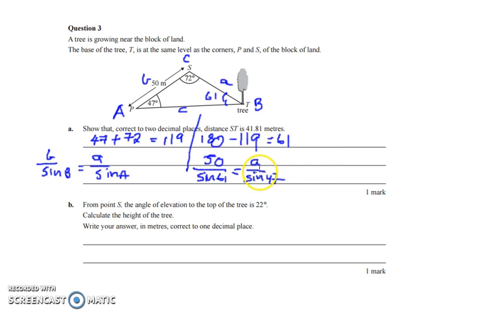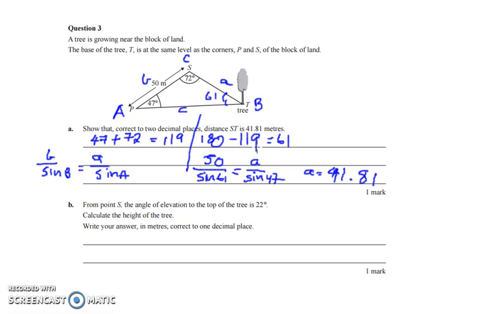So if we were to solve for A, we would end up having to multiply sine 47 across, and you guys should be able to do this yourself. So A would equal 41.809. So if we're going to round that, that's going to be 41.81, and that's what the question's actually asking us to prove. So we've proved that ST equals 41.81.